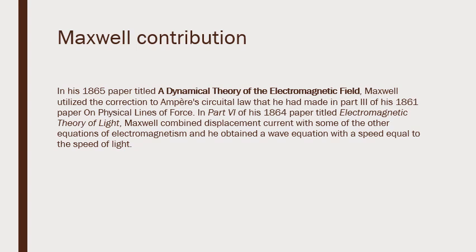In part 6 of this 1864 paper titled Electromagnetic Theory of Light, Maxwell combined displacement current with some other equations of electromagnetics, and he obtained a wave equation with speed equal to the speed of light. Here the catch lies. Here the contribution signifies. Maxwell did some work. Initially that work was not for light.